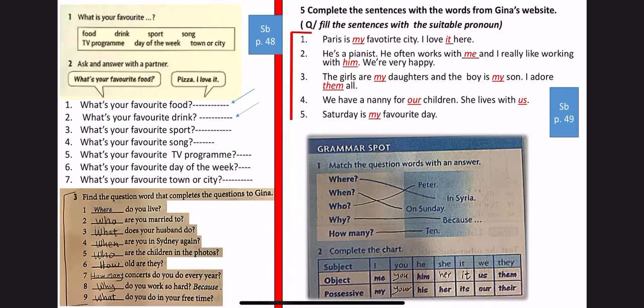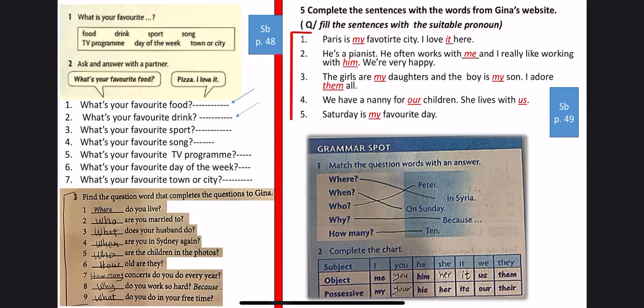So here, ask and answer with a partner. What's your favorite food? You can say pizza, and as well as you can say pizza, I love it, or my favorite food is pizza. All of them are correct.